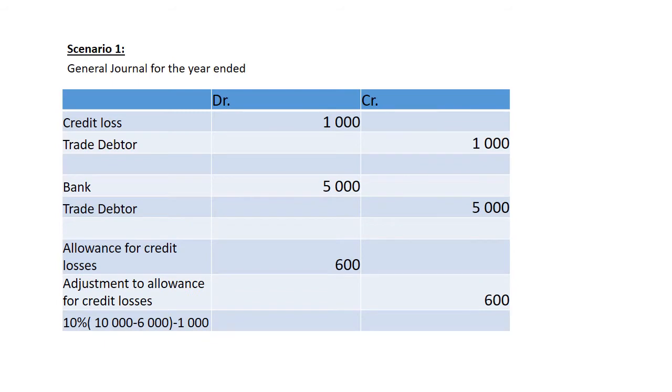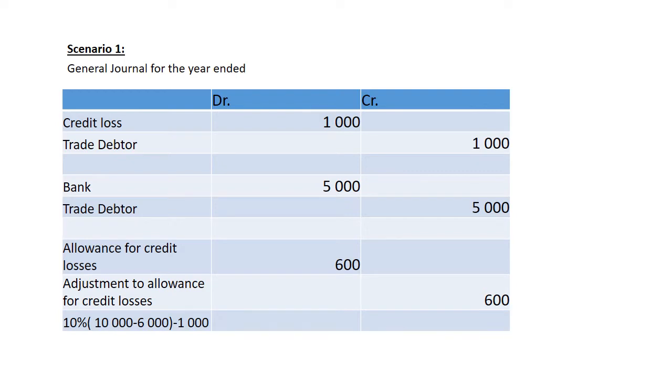We will record these following transactions in the general journal just for demonstration. During the year, we said that there was a 1,000 credit loss, which means that the trade debtor could not afford to pay us 1,000 Rand. So we need to write this off as an expense by debiting credit loss by 1,000 Rand and crediting our trade debtor. However, also during the year, the trade debtor paid us back 5,000 Rand, so we need to recognize a debit to bank of 5,000 Rand, as well as de-recognize trade debtors by 5,000 Rand.